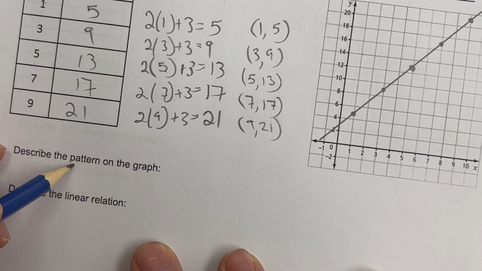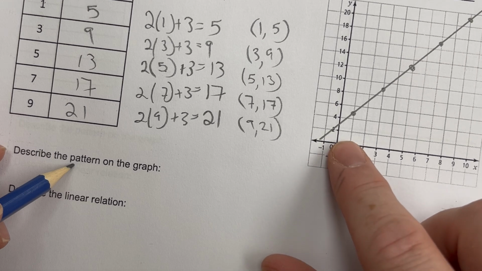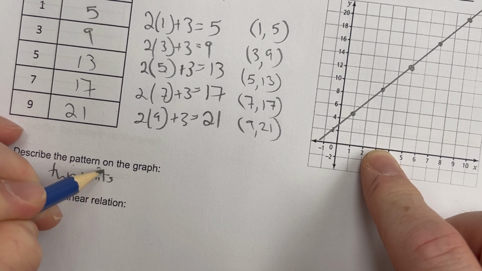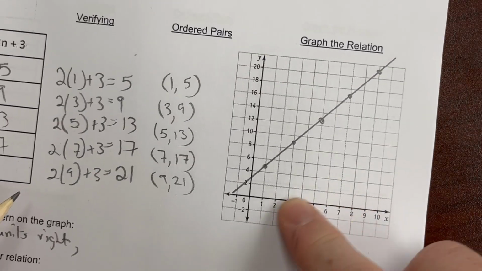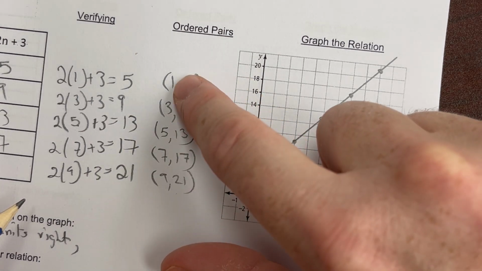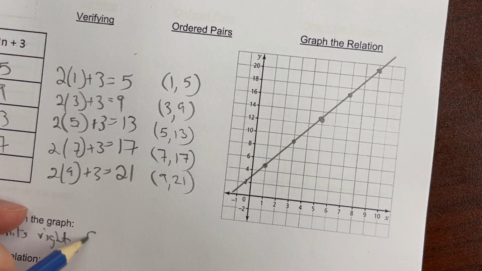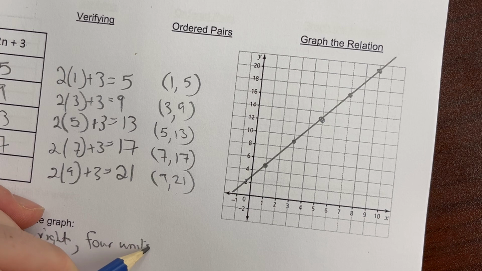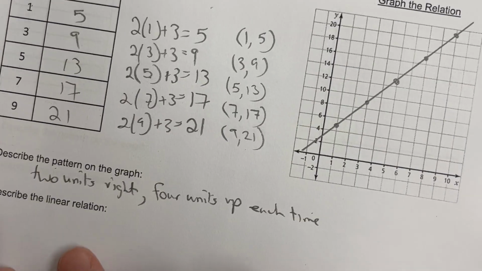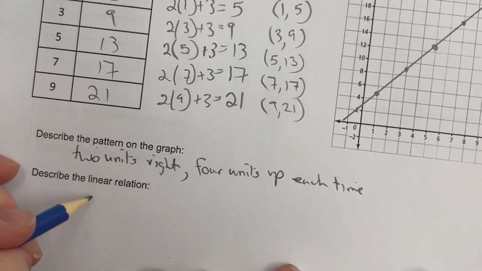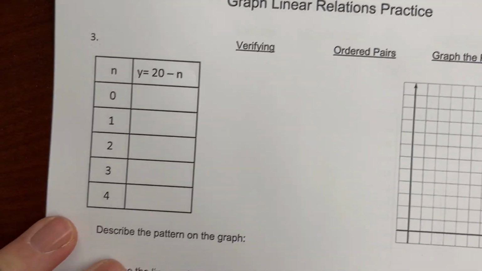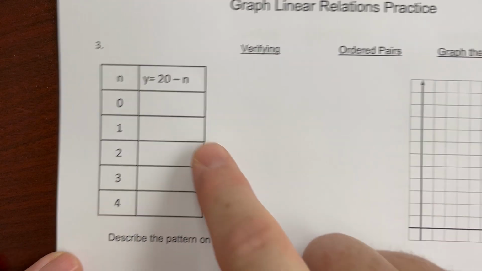Okay, so that would be this one. We could also say the horizontal movements, which would be 2 to the right, 2 units right, and then how many units up? 2 units right, and then 4 units up. Each time. Describe the linear relation. Again, we could do the ordered pairs, or we could just show the expression.